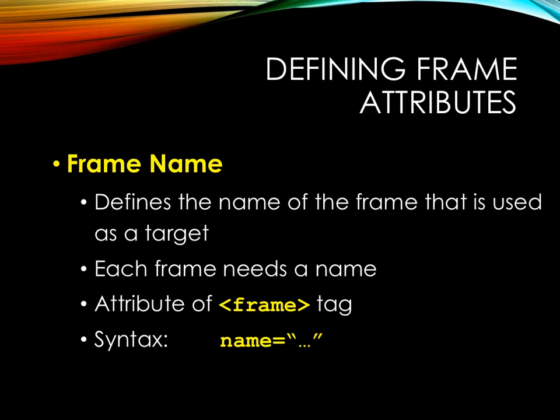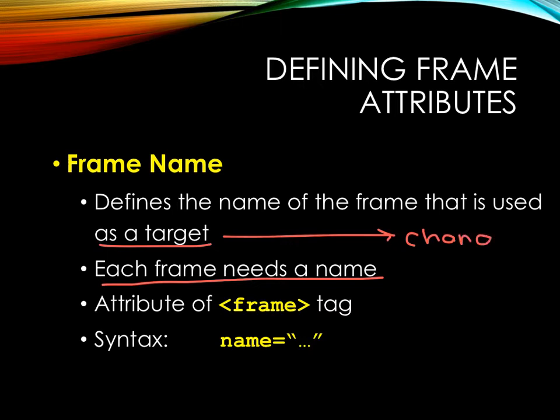Then from there we also give each frame a name, and I'm going to state that each frame needs its own name as well. And the reason it needs a name is so that it can be used as a target, and we want it to be used as a target so that we can change what is being displayed. So if we ever want to change it, then you need to give every frame a name to make it uniquely identifiable.